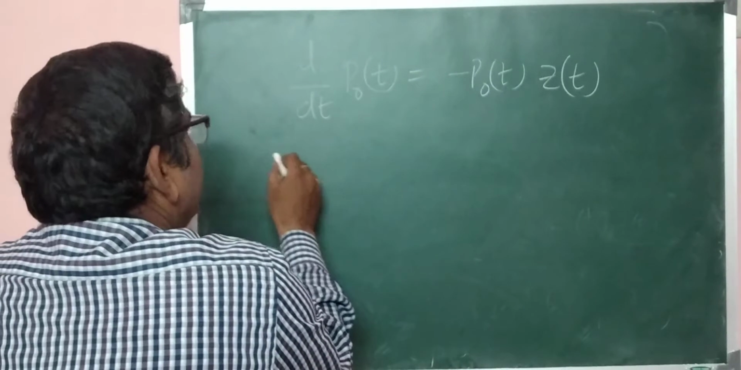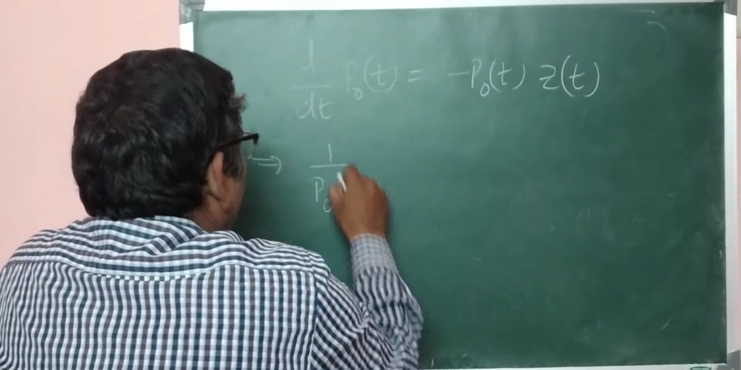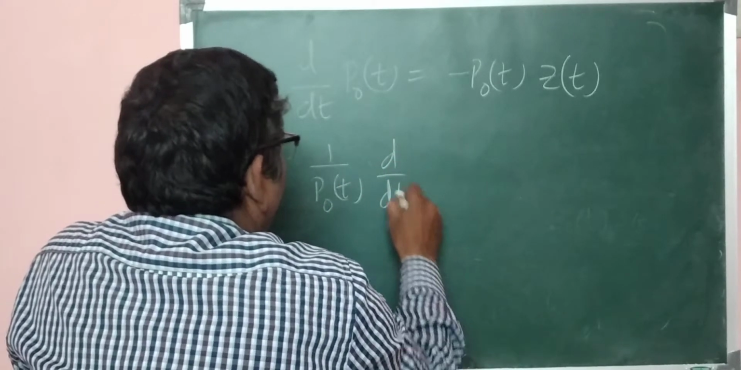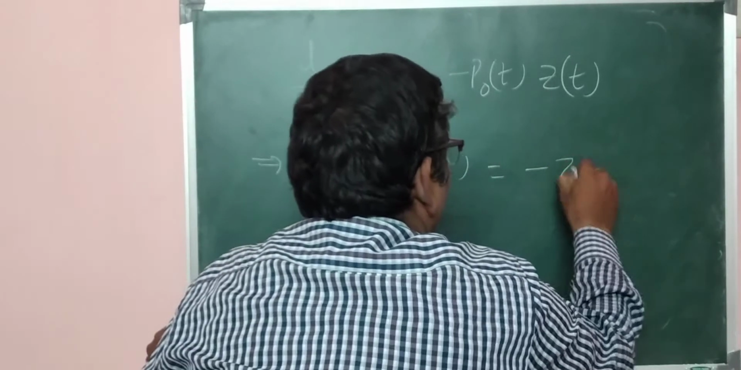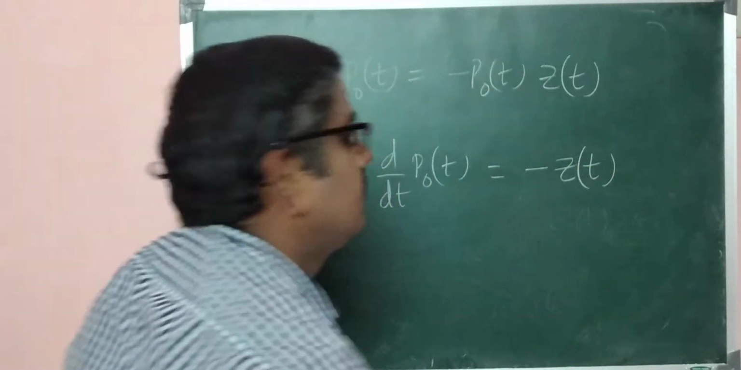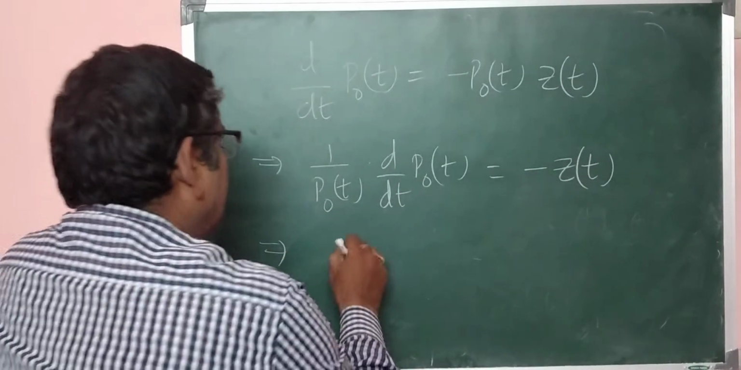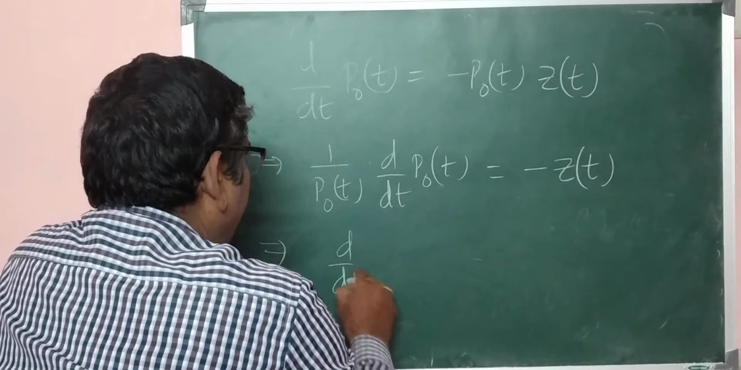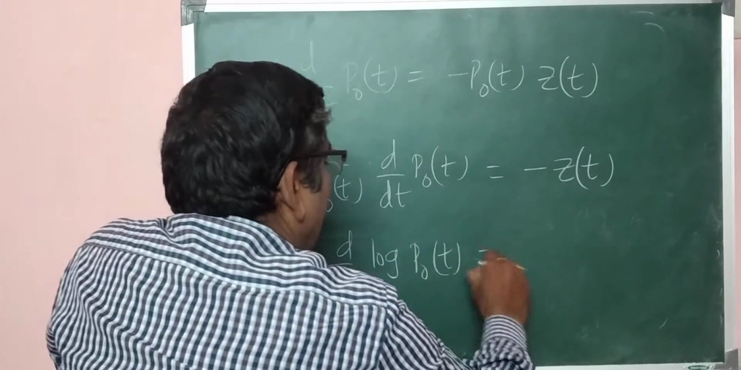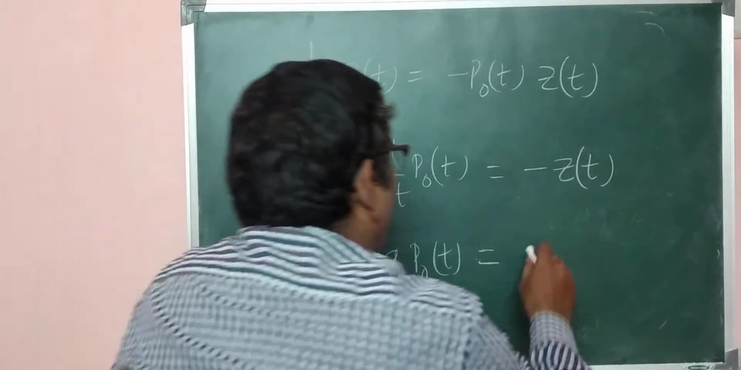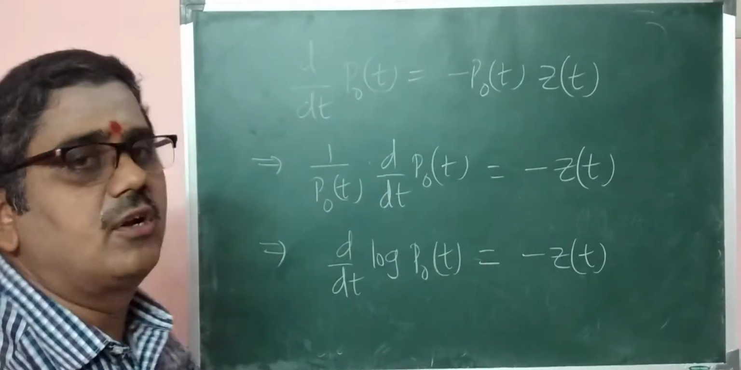Therefore, 1 by P naught of t multiplied by d by dt of P naught of t is equivalent to minus z of t, right? And then what is this? This is nothing but d by dt of log P naught of t, which is equivalent to minus z of t. This is the equation we got at the end.